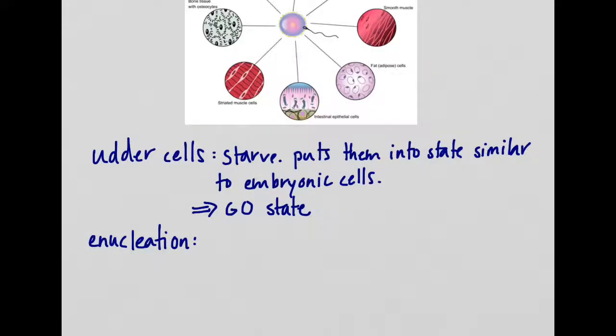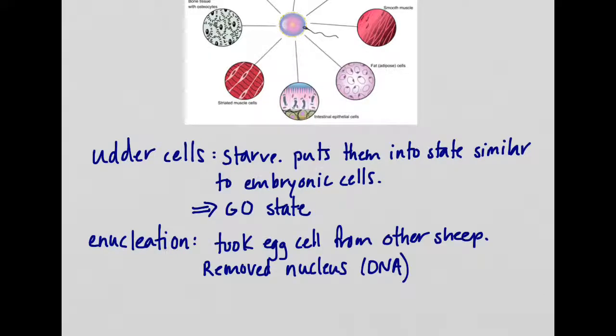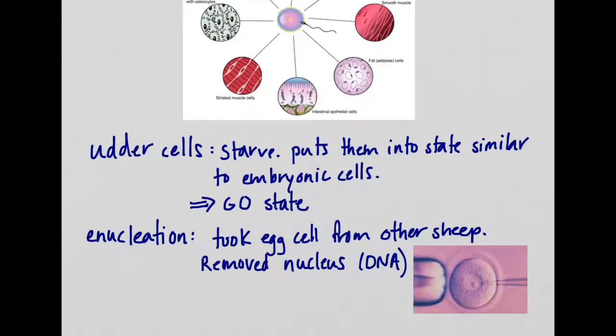Then they took an egg cell from another sheep, and what they did was they took the nucleus out, which we know contains the DNA. And they do this using a really fine needle, right? So again, this process is called enucleation, and it leaves the cell enucleated, meaning it doesn't have a nucleus.